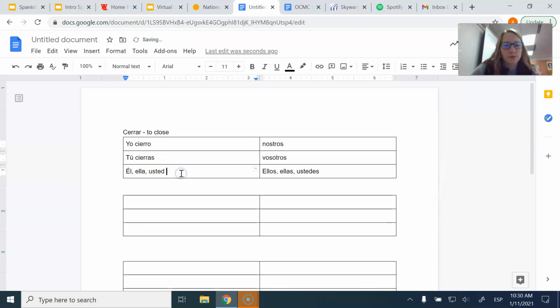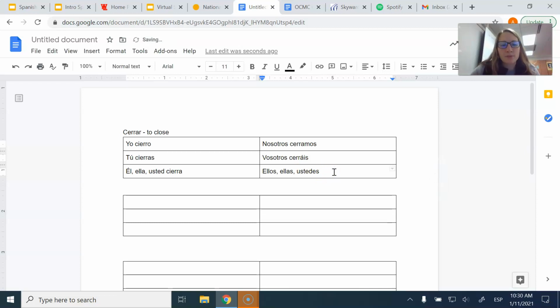Él, ella, and usted cierra. Nosotros. Now notice that this is not in the boot. So these and these two right here make up the boot. So nosotros, we're just going to leave the same. Cerramos. Cerramos. I'm missing an O in there, aren't I? Nosotros. Vosotros. Cierres.